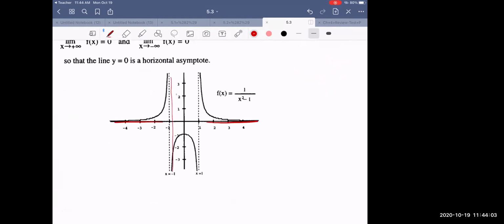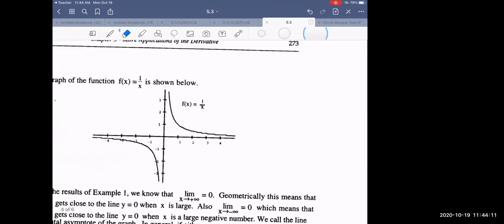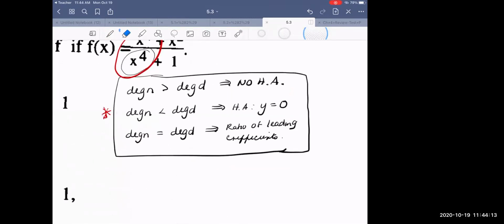Vertical asymptotes are here. Sorry, can you please go back to the conditions for a horizontal asymptote really quickly? Sure, if I can find them. There they are. So this is horizontal asymptotes.